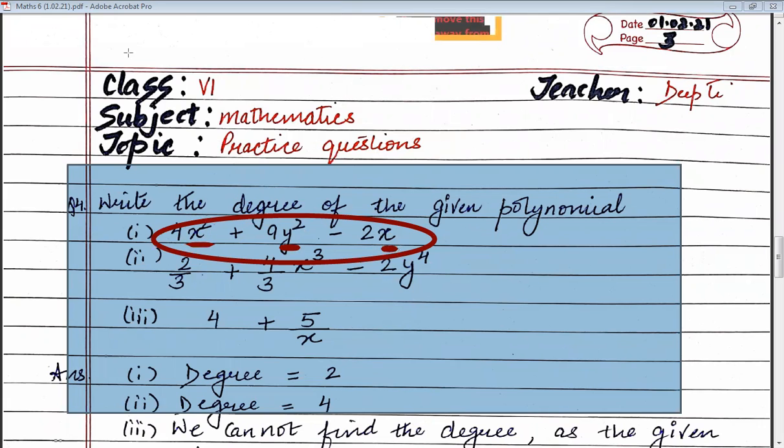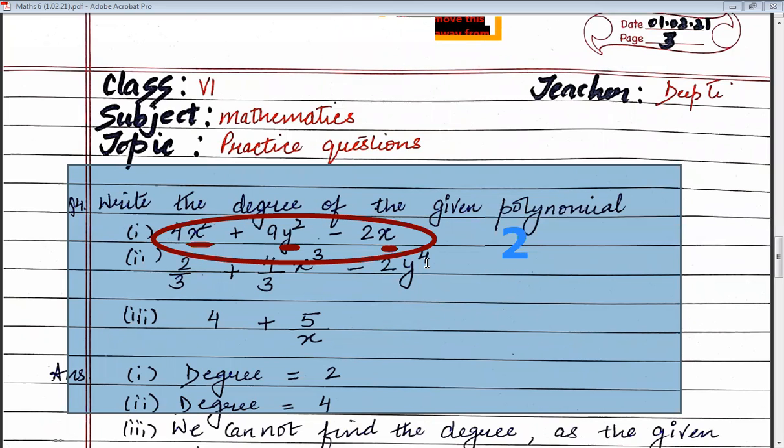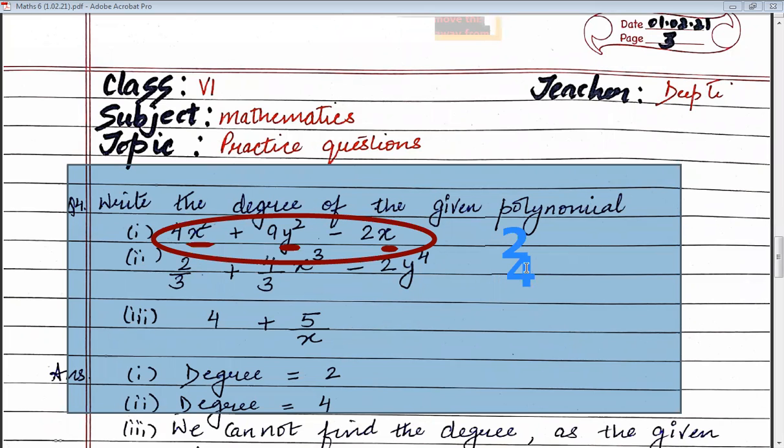So here, what is the degree? What is the highest power here? 2. Okay. So in this particular expression, the degree is 2. Now similarly, in the second one, what is your degree? What is the highest power of a variable? It is 4. You can see that it is y power 4. So your answer is 4. Degree is 4.